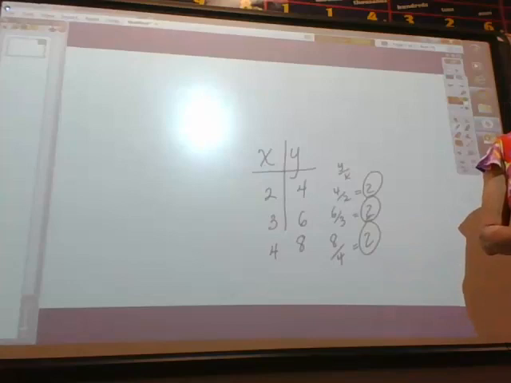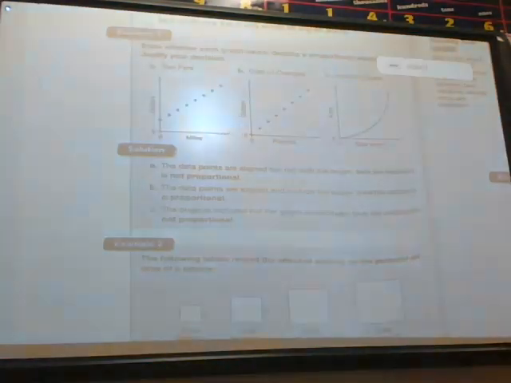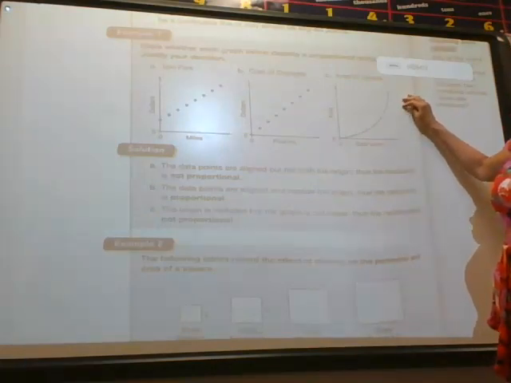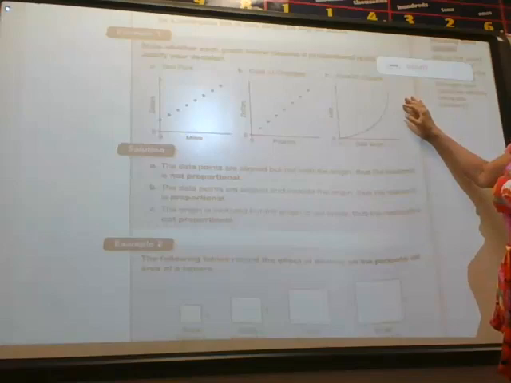All right. So now let's take a look at the first example. I'm going to switch over. Hopefully you all can see this, okay, and you've got it in your book. So example 1, state whether each group depicts a proportional relationship and justify your decision.